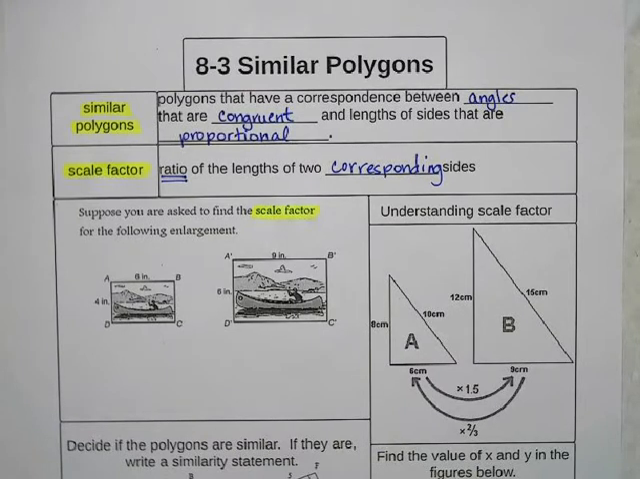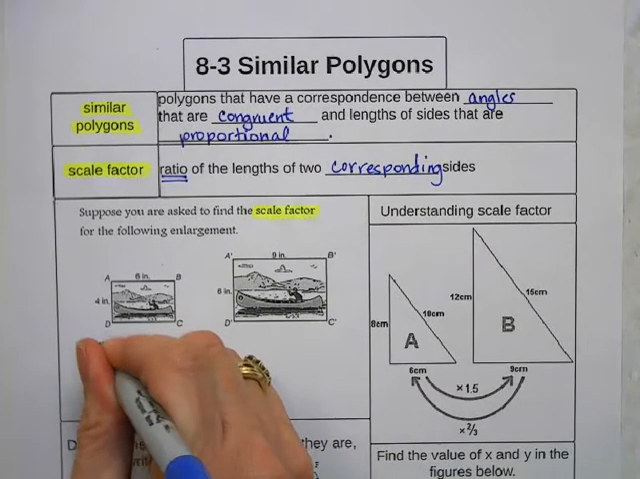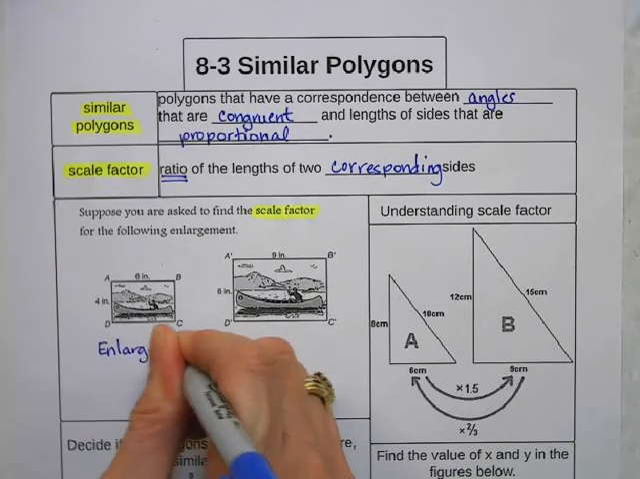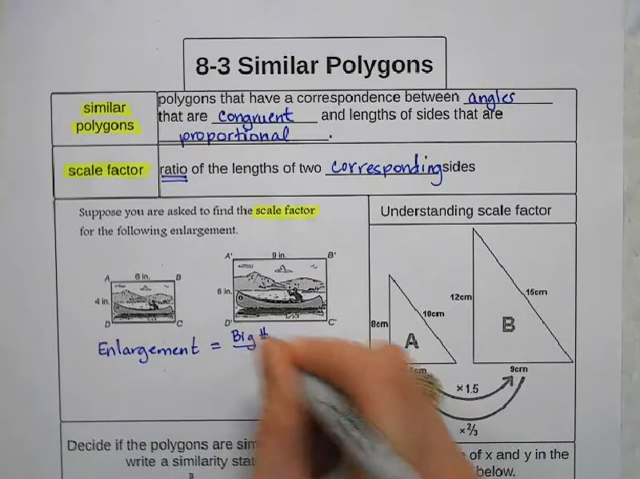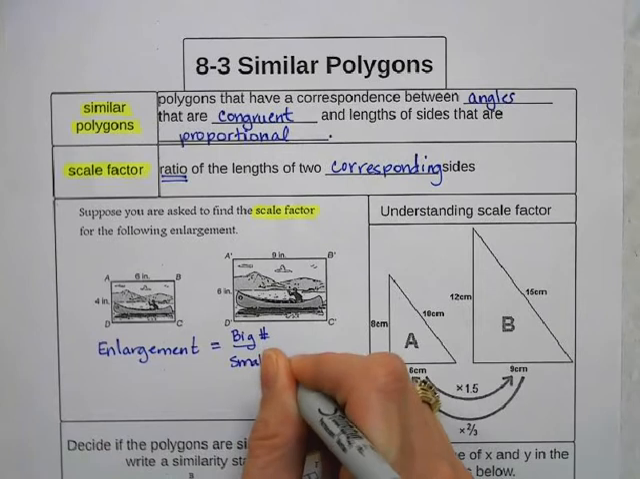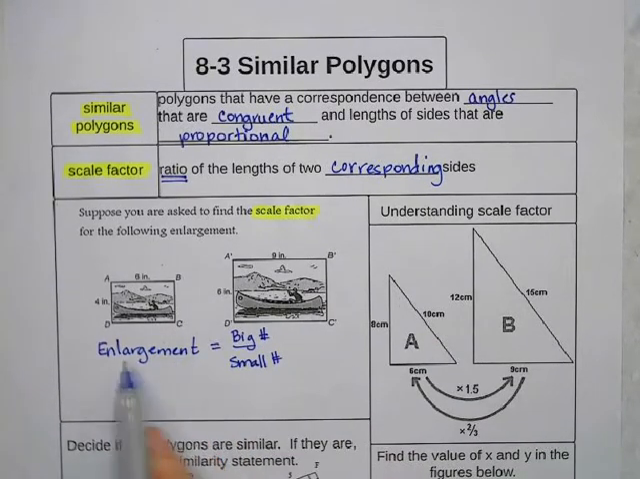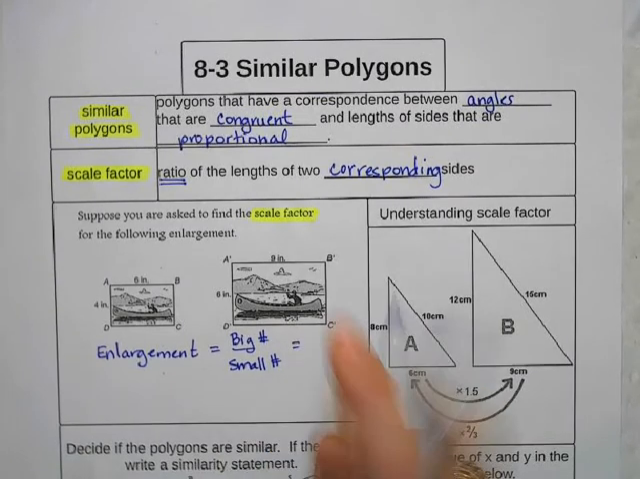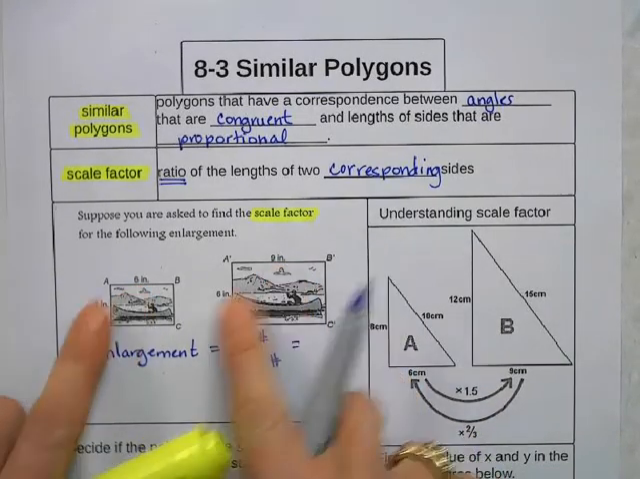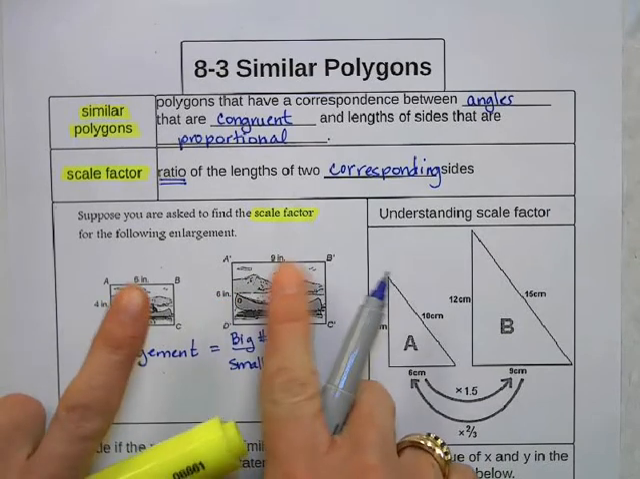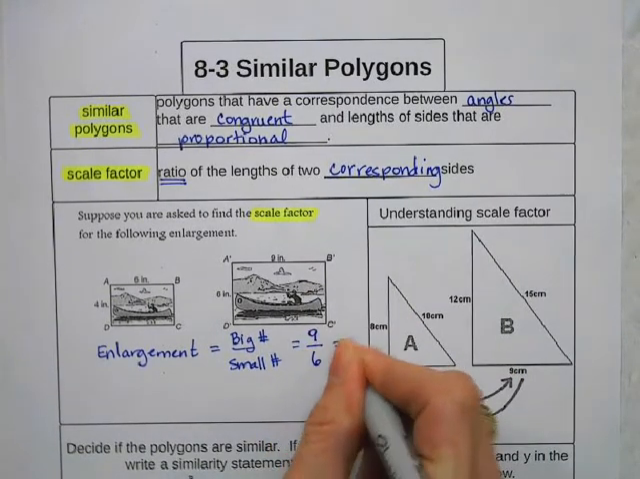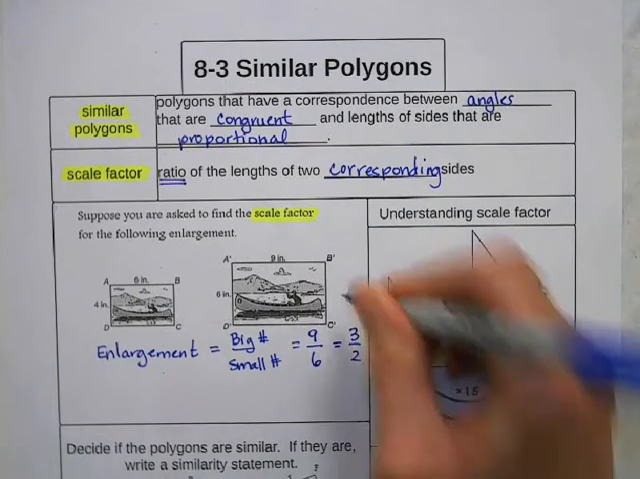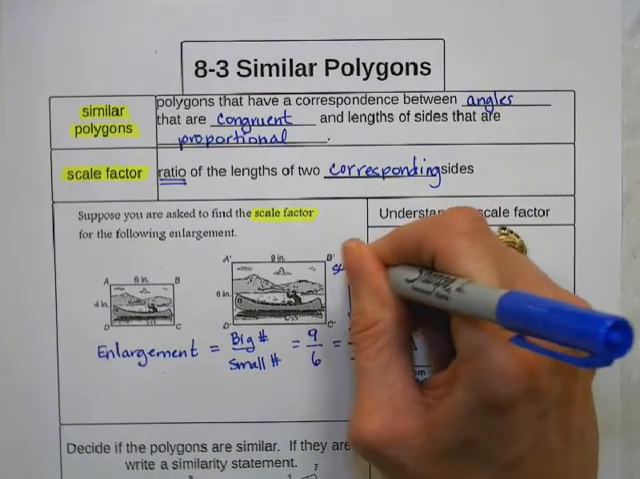Now things can get smaller also, so beware of that, and I'll show you how to do that as well. But if we're going to do an enlargement and we want to figure out the scale factor for that, then to do the enlargement you always put the big number over the small number. And that gives you the scale factor. Honestly, we just need to compare two sides, because the other sides will be the same proportion. So I would put 9 over 6. And of course that reduces to 3 over 2. So this is my scale factor.